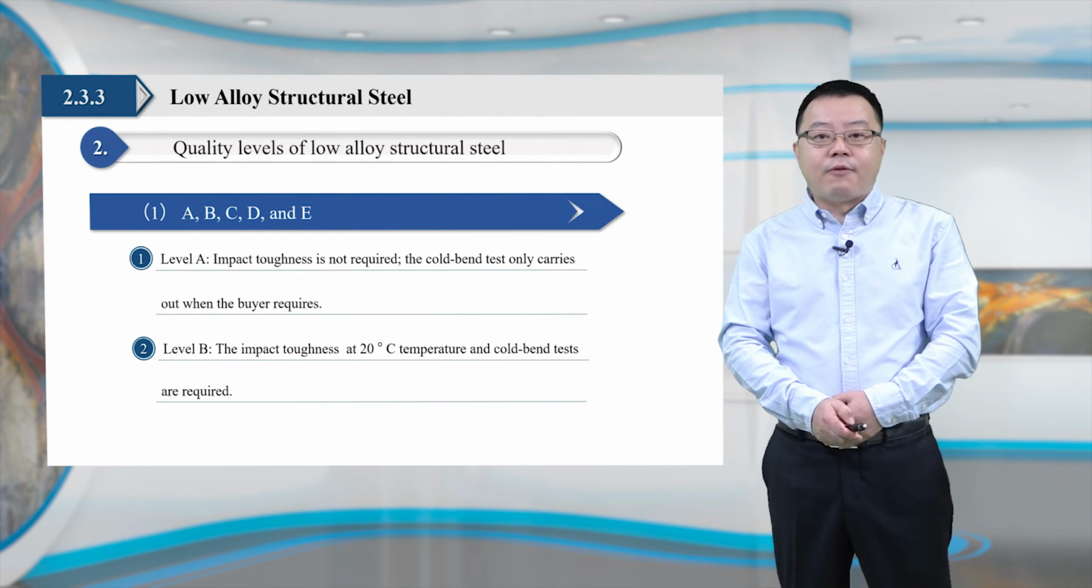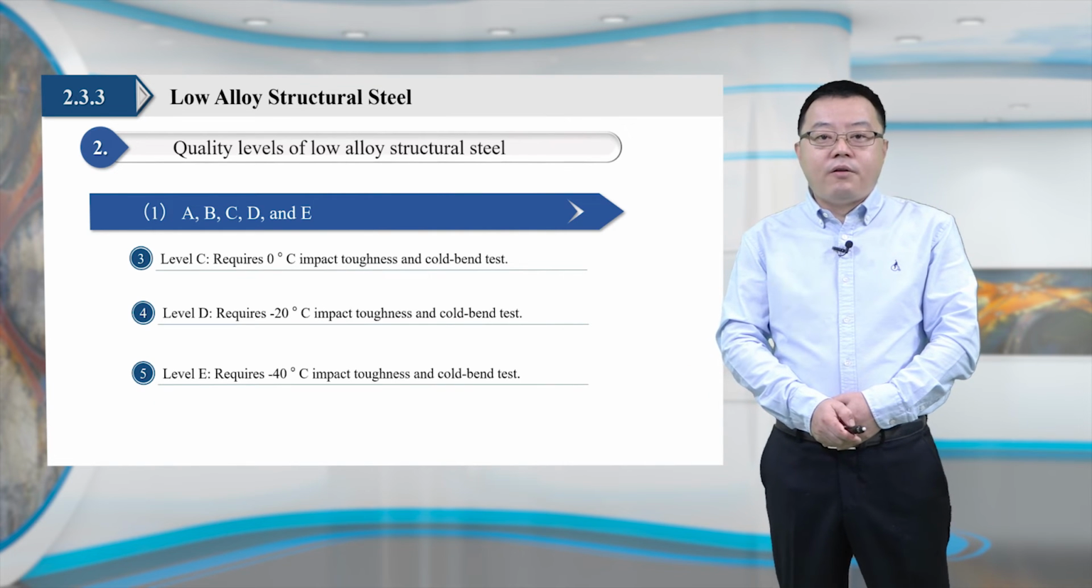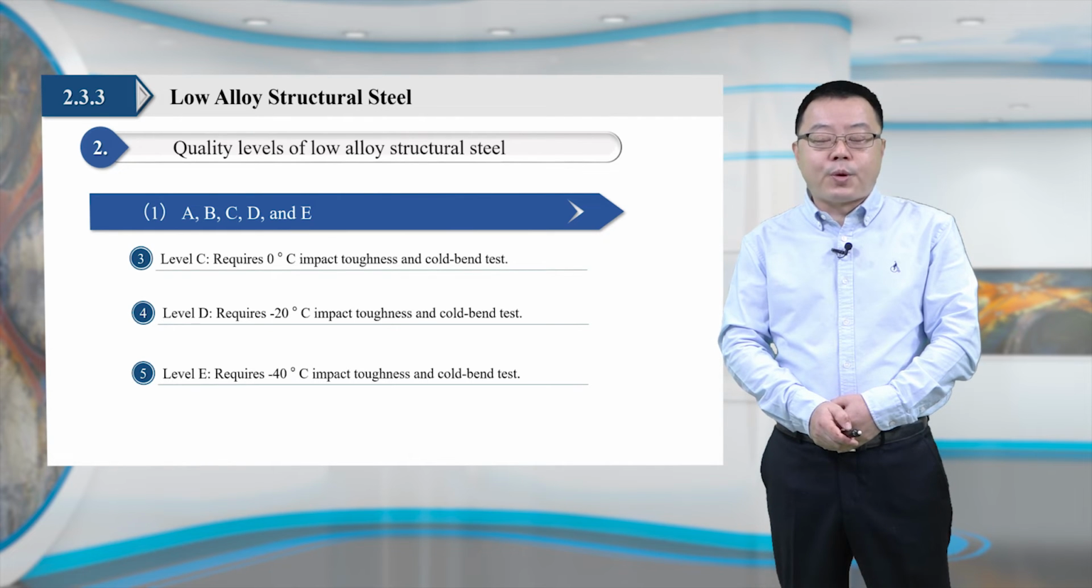There are 5 quality levels of low alloy structure steel: A, B, C, D, and E. For levels A and B, the requirements of low alloy structure steel are the same as carbon structure steel. For levels C and D, the requirements of low alloy structure steel are also the same as carbon structure steel. For level E of low alloy structure steel, it requires negative 40 degrees Celsius impact toughness and cold bend test.